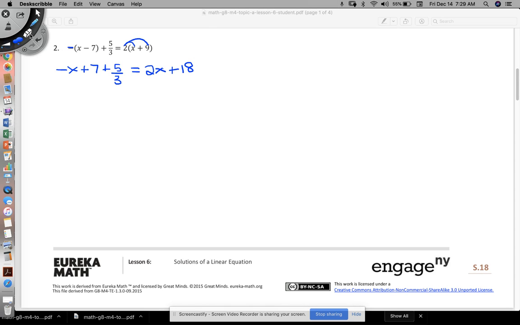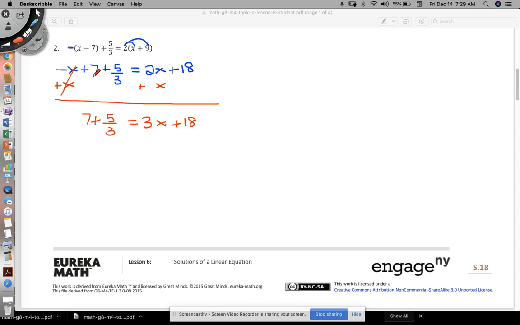All right, now the next thing I want to do is move my x's around, get the x's together. I want to add x here because I want to keep that x positive. So that's going to cancel. I'm just going to bring this down so I can combine them in a minute. And over here I get 3x plus 18. All right, so now I'm going to combine this section over here.